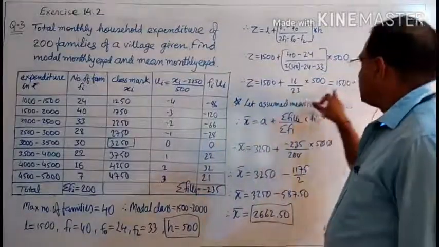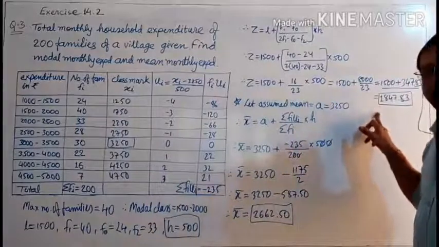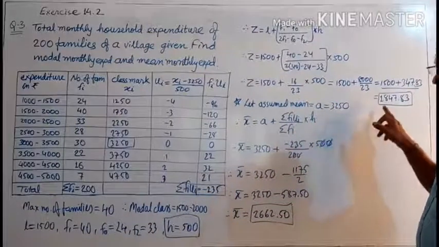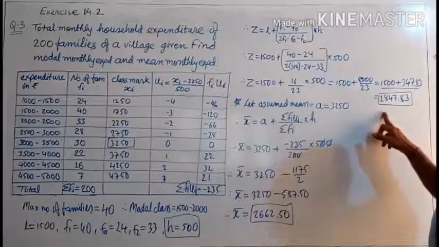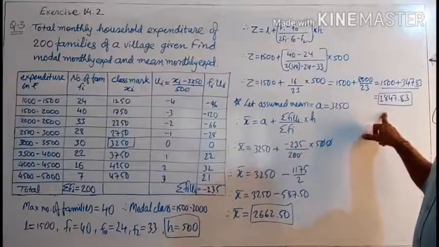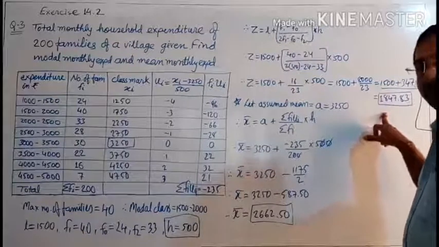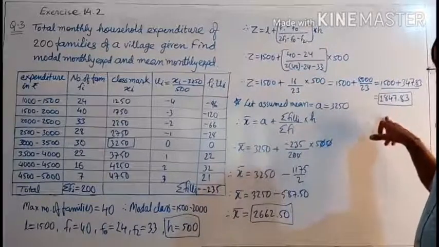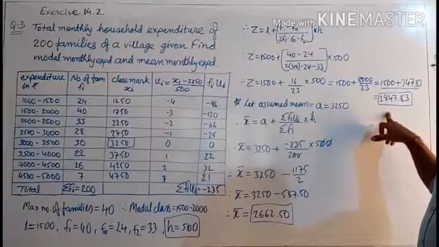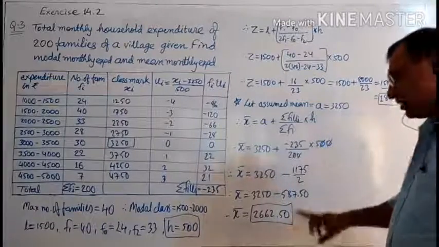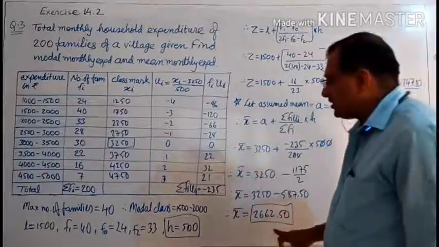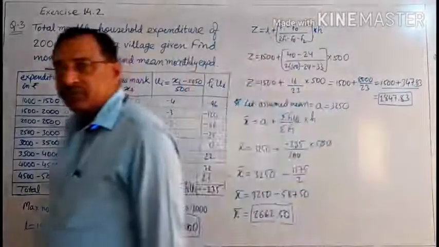So mod means the maximum number of families having that monthly expenditure. That means other families may have more than this or less than that, but the maximum number of families are having this monthly expenditure in rupees. Whereas the mean is the average monthly expenditure of the family.